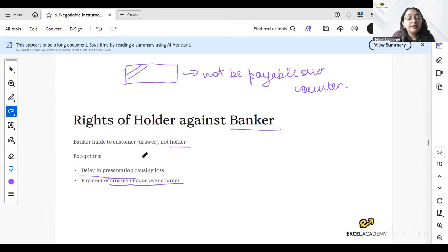So the banker is liable to the holder in which two cases? In these exceptional cases: if there's a delay in presentation, or if you have paid a crossed check over your counter.